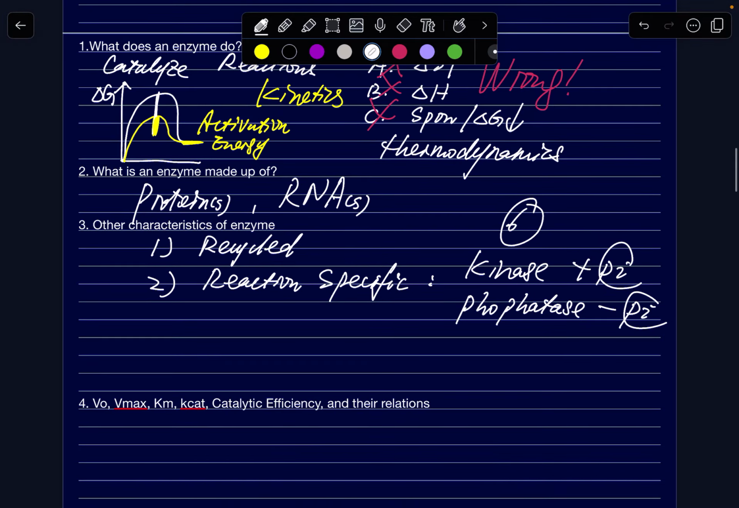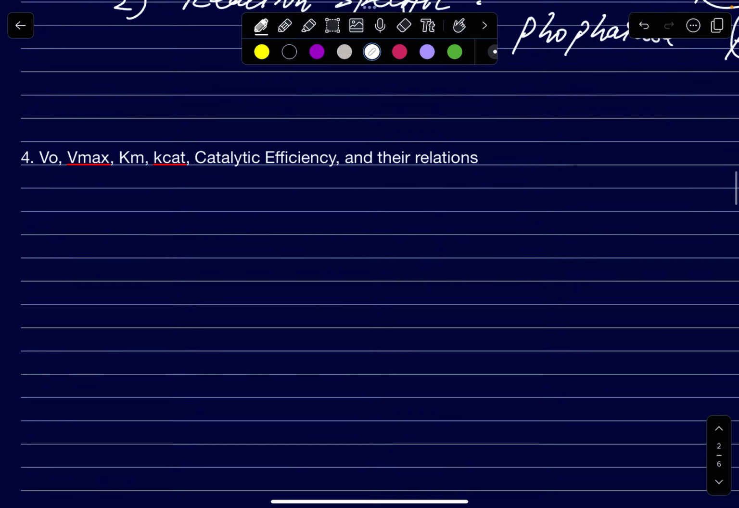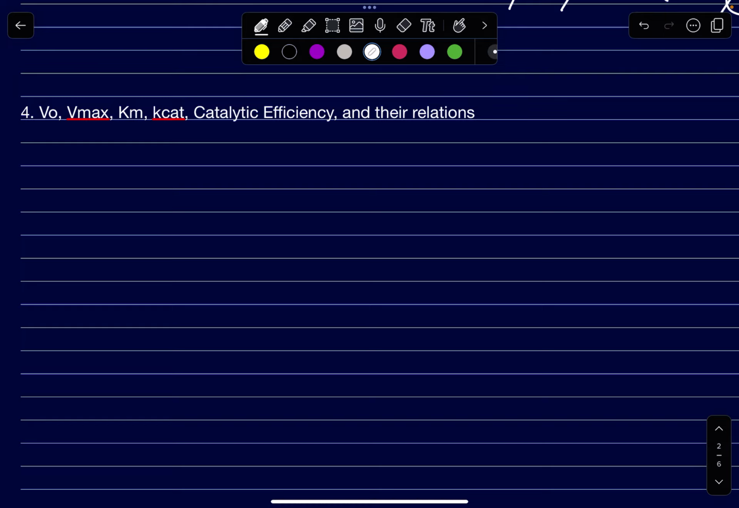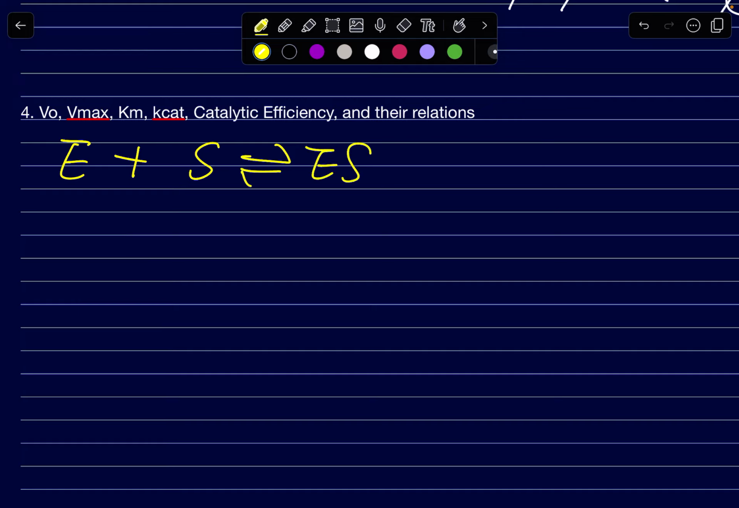All right, so now let's come to the highlighted part of this video: the Vmax, Km, and kcat. First, I want to write out the enzyme equation. Enzyme plus substrate form the enzyme substrate complex, and then after a bunch of reactions, the enzyme substrate complex will be turned into enzyme and the product.